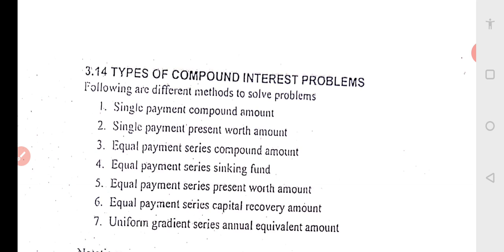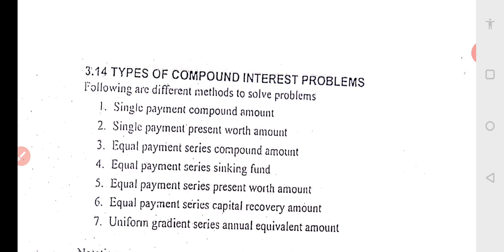Second one was single payment present worth amount. Suppose I want some amount after some years. So what is the single payment I have to make now? This is the single payment present worth amount. Third was equal payment series compound amount.